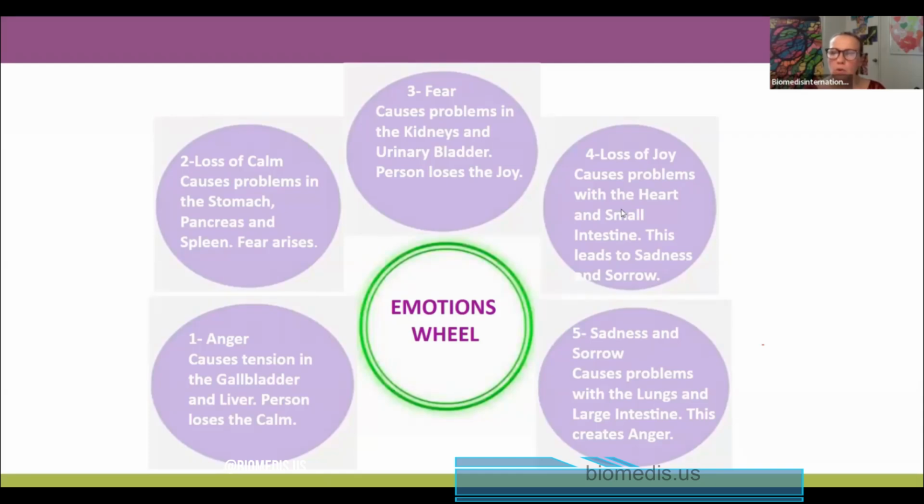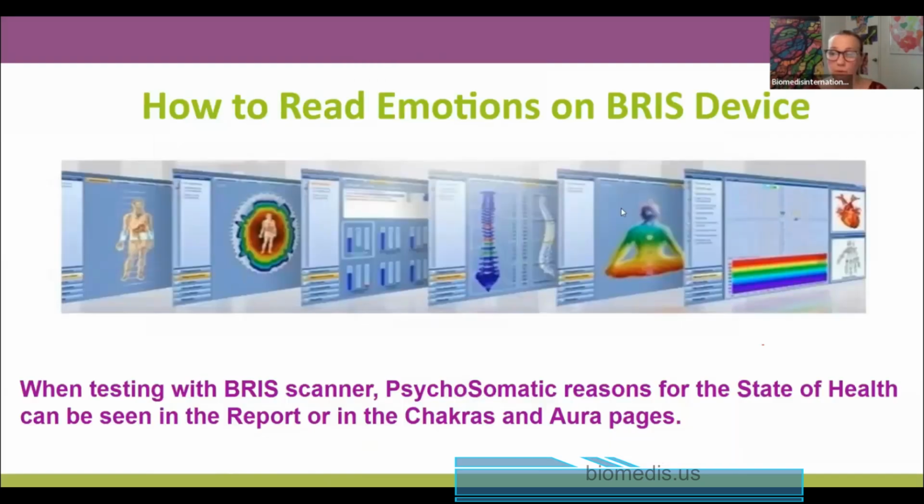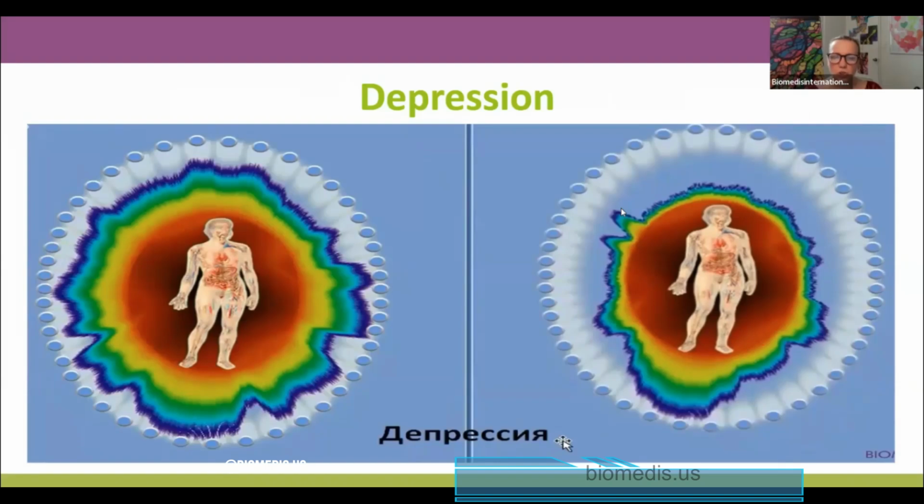When you lose the joy, it causes problems in your heart and small intestine. And this brings the person to sadness and sorrow. The sadness and sorrow will affect the lungs and large intestine, and this will create anger again, and then the whole circle continues. The people who have our Breathe device already, you scan the body, you can see those emotions we just mentioned, and the Breathe scan. This is the depression you're going to see on the scan.